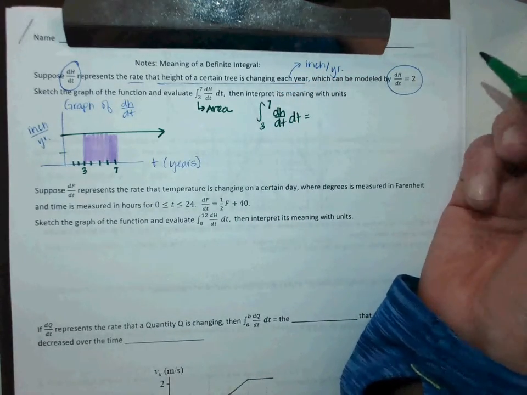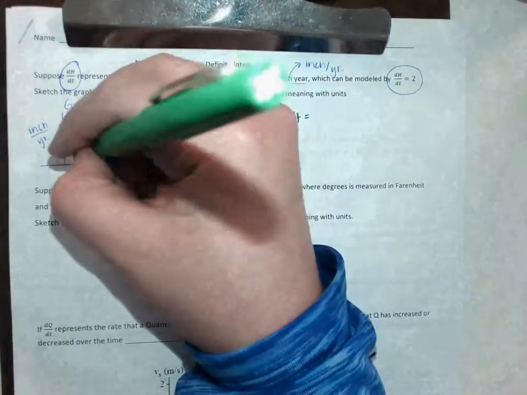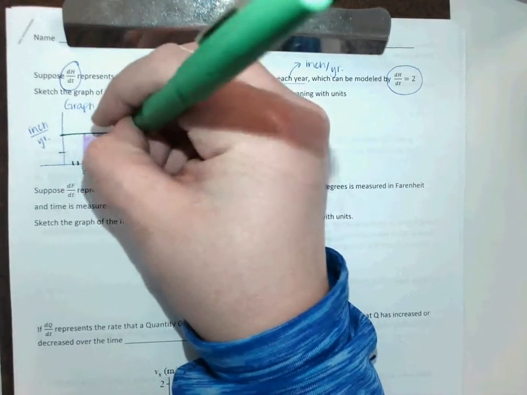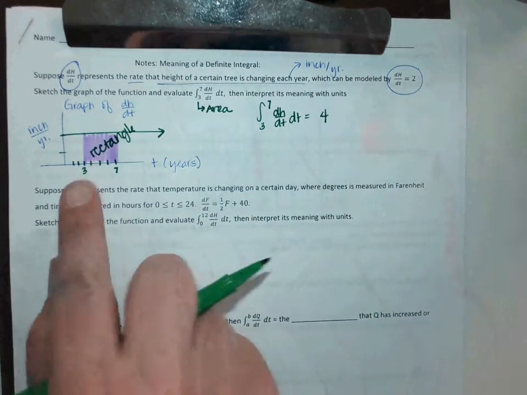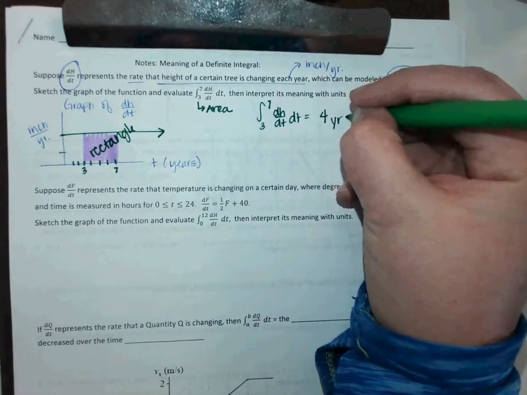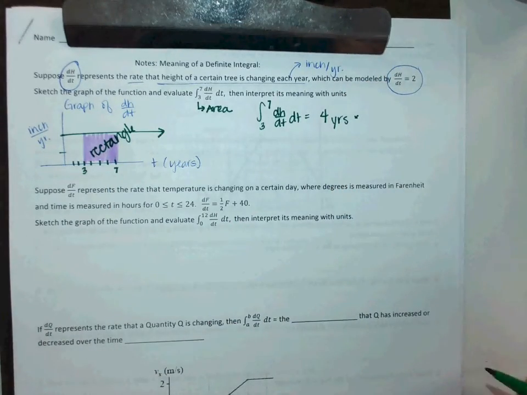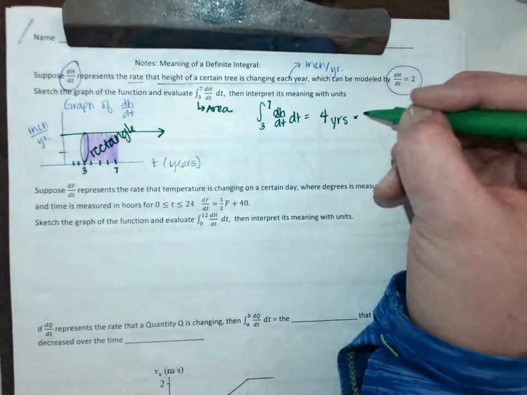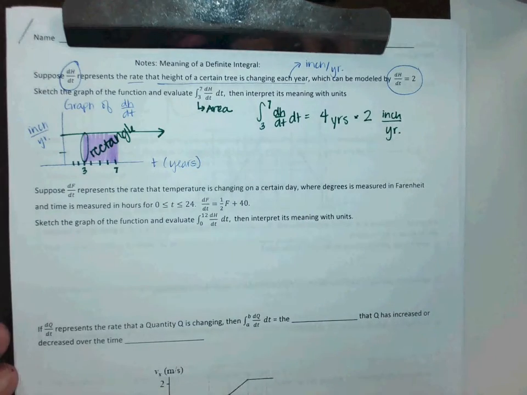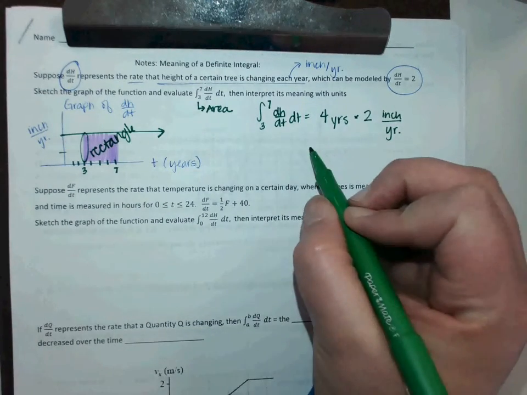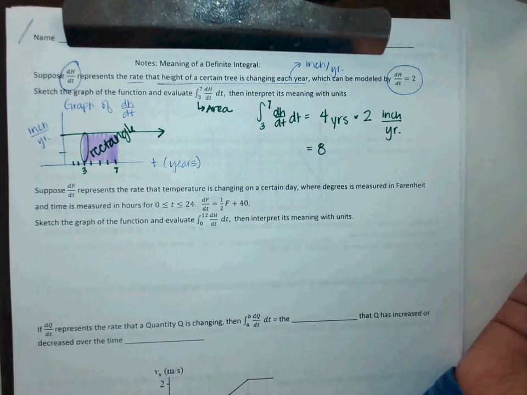What is the base of that rectangle? Okay, rectangle. So it'll be 4. Now let's include units. 4 what? 4 years, multiplied by, and then what's the height? 2 what? Inches per year, right? Okay, well 4 times 2 is 8, and then what are my units? Inches. What happens to the years though?